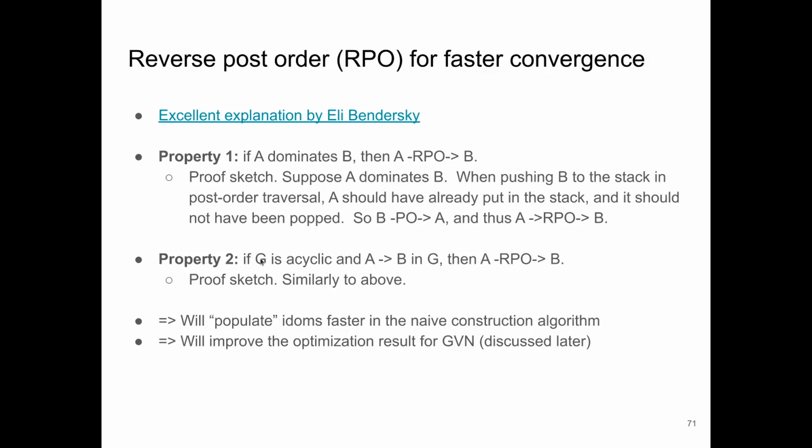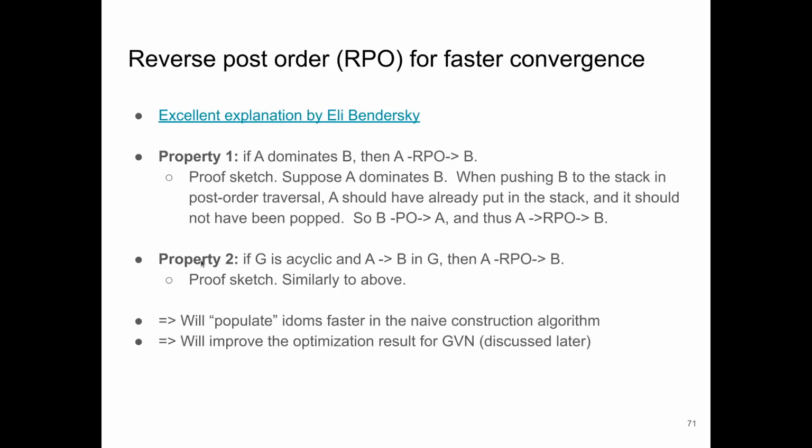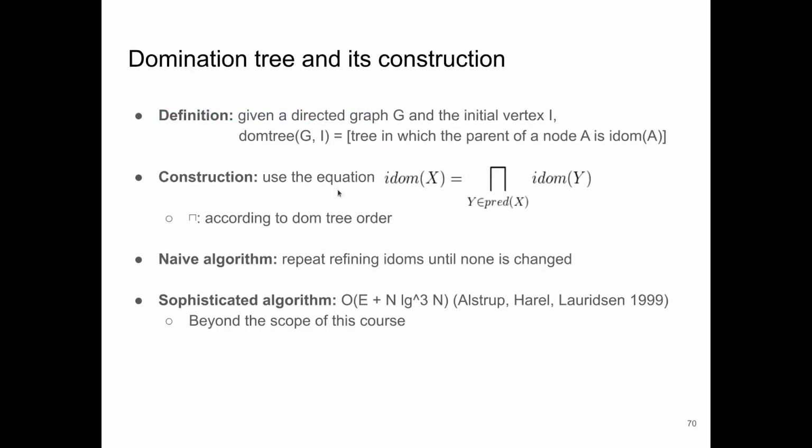These two properties are mathematical properties, and they have a very good implication for this naive iterative algorithm for calculating the dominance relation. Property A guarantees that RPO is used in this way: when you update the IDOM array, you iterate through all the vertices, and you visit the vertices in reverse post order.